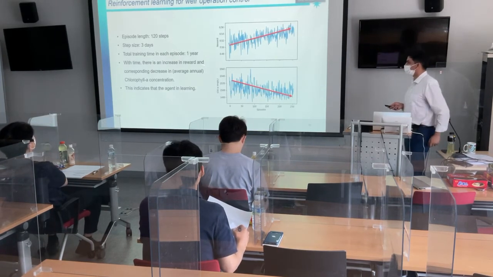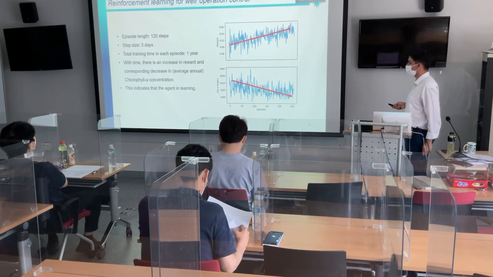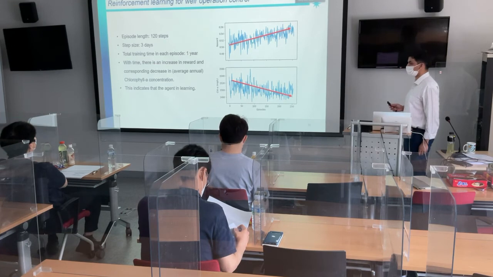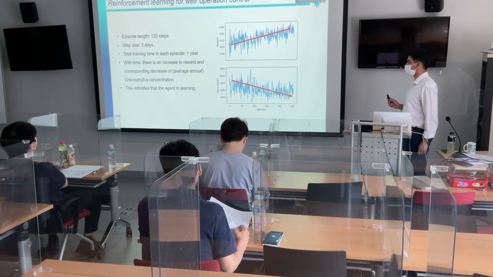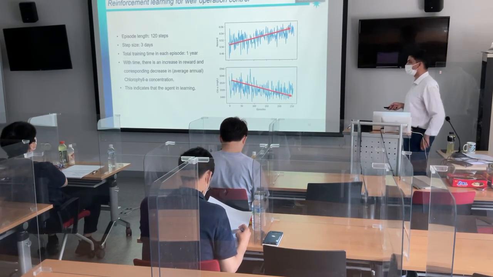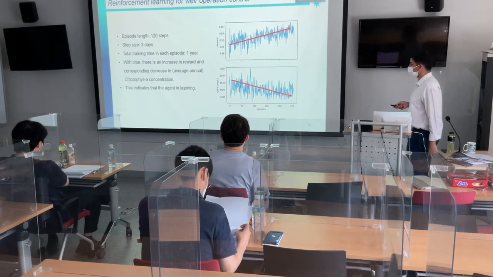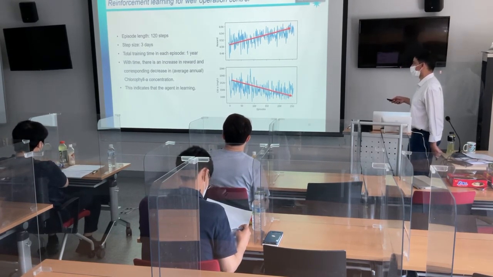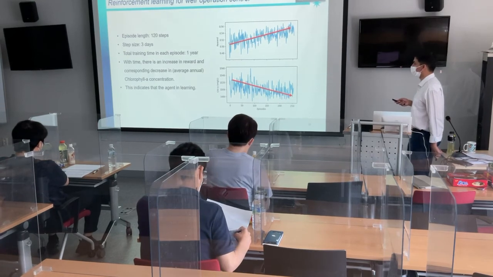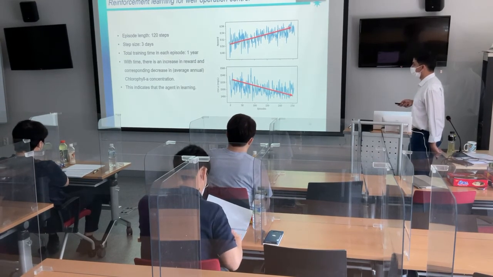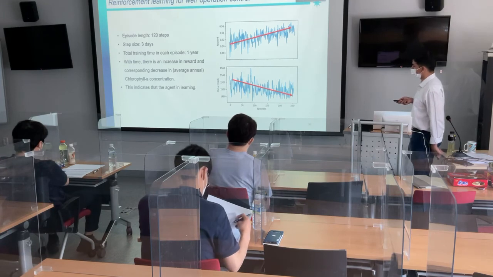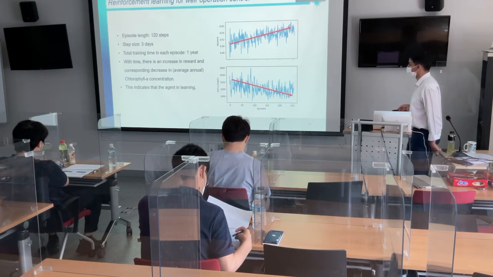So I trained this agent for, in this case, 250 episodes. One episode consists of training the agent for 1 year. So I trained the agent for 1 year 250 times, and it shows that with the training there is an improvement in the reward, there is an increase in reward, and correspondingly there is a decrease in the chlorophyll concentration.